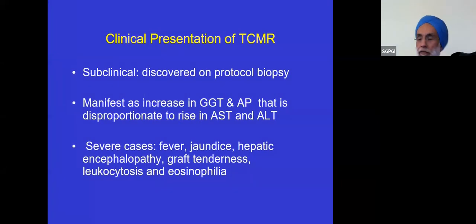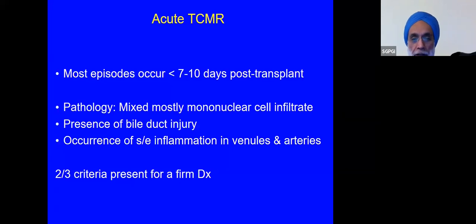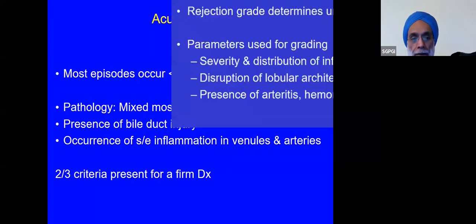So the clinical presentation of T-cell mediated rejection may be subclinical, as I mentioned, or it can manifest as GGT and AP elevations, which are disproportionate to the AST and ALT. Severe cases may have fever, jaundice, encephalopathy, graft tenderness, leukocytosis, and eosinophilia. Most episodes occur within 7 to 10 days or maybe a few weeks, I would add. The pathology is usually a mixed, but mostly mononuclear infiltrate with duct injury, with inflammation of the venules and arteries. And it's suggested that at least 2 of these 3 criteria be present for a firm diagnosis.